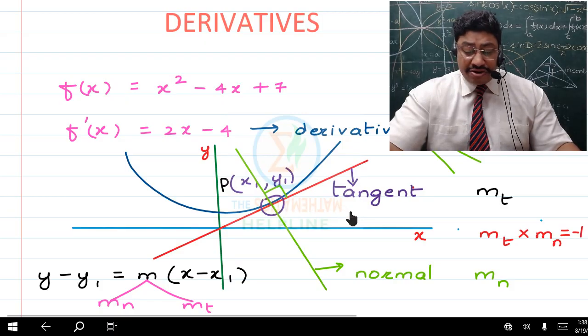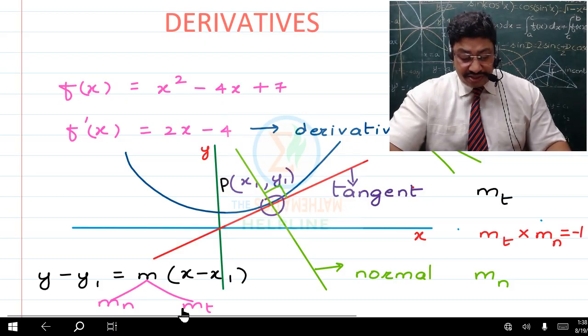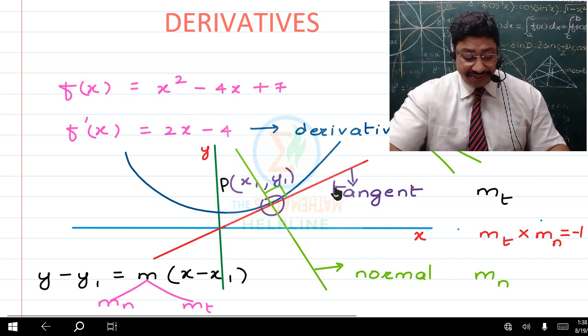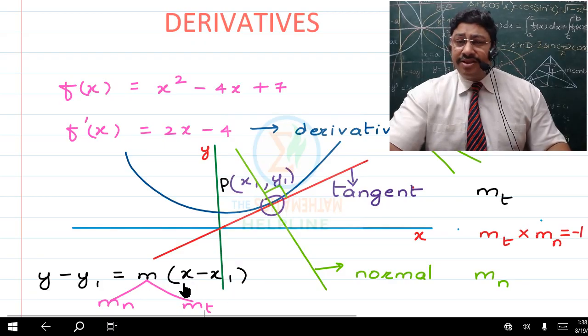Right now, children, you have the slope of the tangent, and to find the equation of the straight line, which is the tangent, you can use the one-point form, that is y minus y1 is equal to mt times (x minus x1). You will get the equation of the tangent.